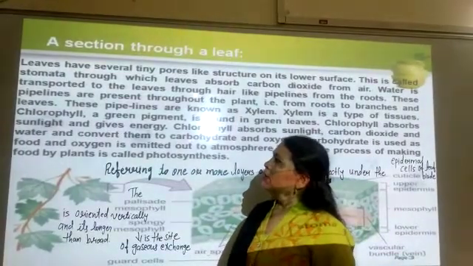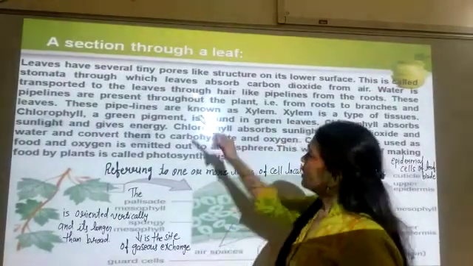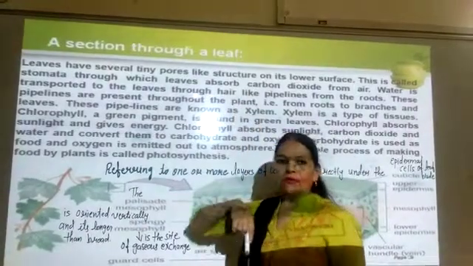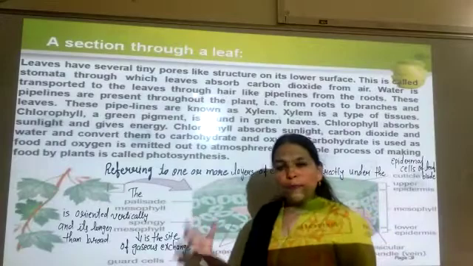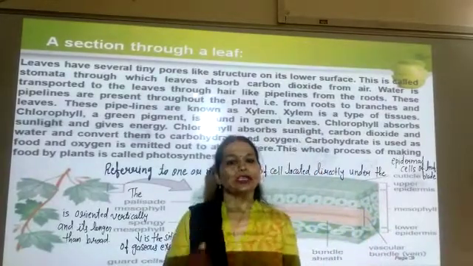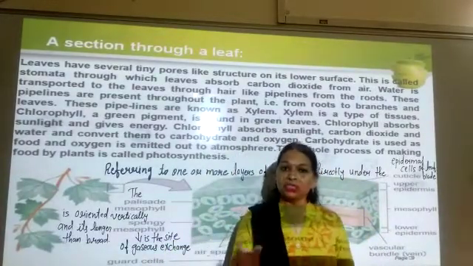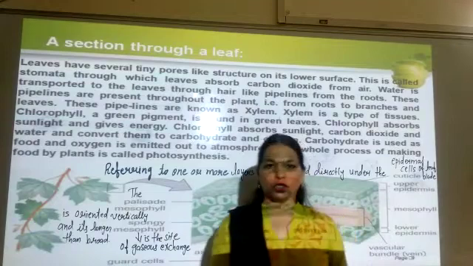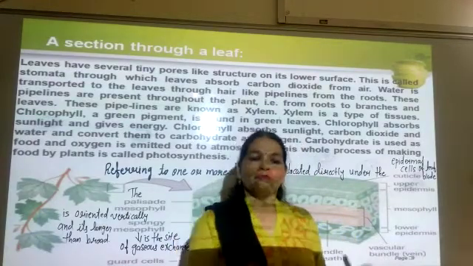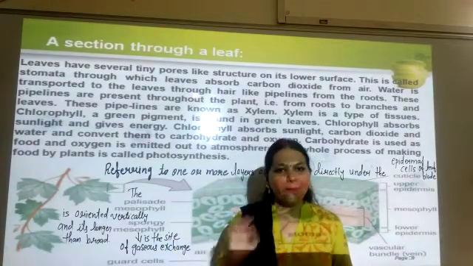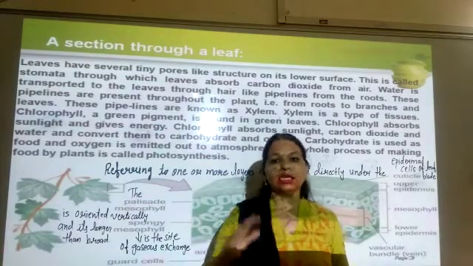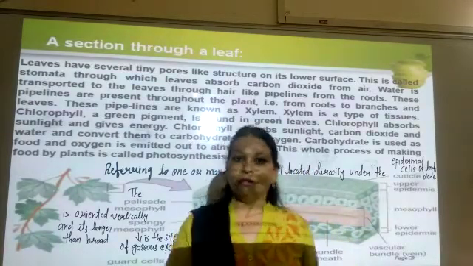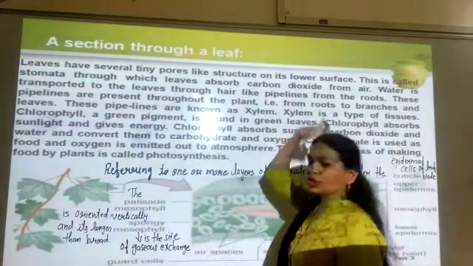Today our next topic is a section through a leaf. This is the diagram of a transverse leaf. The meaning of a transverse leaf is when we have to see the internal structure of the leaf. We have to open the upper peel of the leaf and see the internal part of the leaf. That is a section.